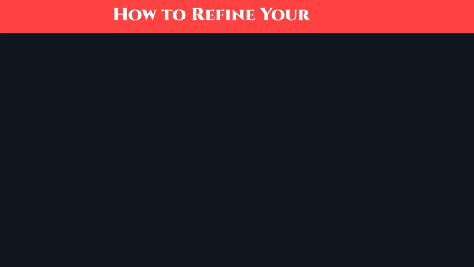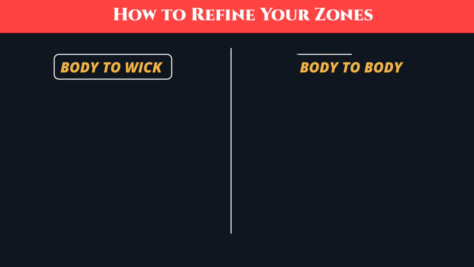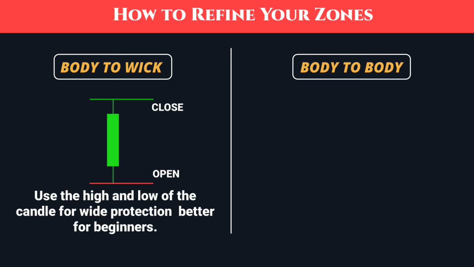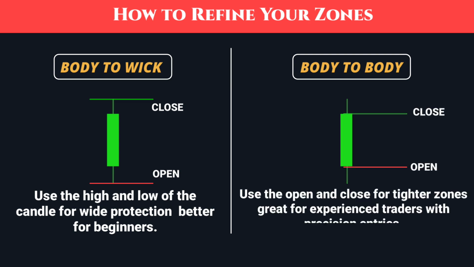How to refine your zones. There are 2 ways traders mark zones: body to wick or body to body. Wick method: use the high and low of the candle for wide protection, better for beginners. Body method: use the open and close for tighter zones, great for experienced traders with precision entries. Whichever you choose, backtest and stay consistent.